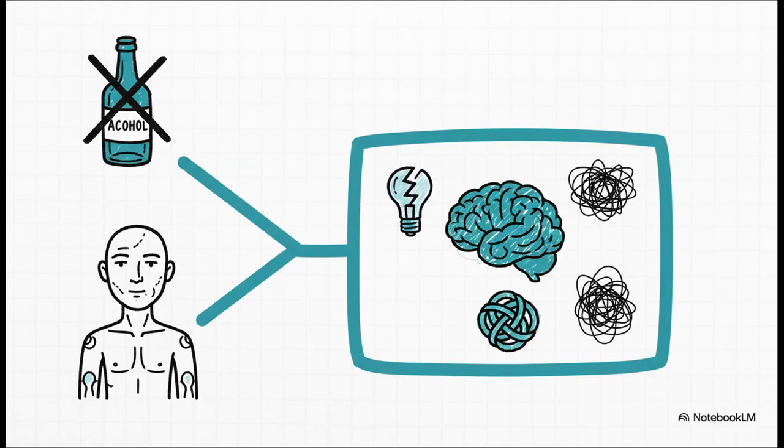The effects of FASD are lifelong, and they can be really wide-ranging. We're talking about possible physical defects, sure, but also huge challenges with things like learning, memory, attention, and impulse control. And just like autism, FASD is also a spectrum. It affects every single person differently.